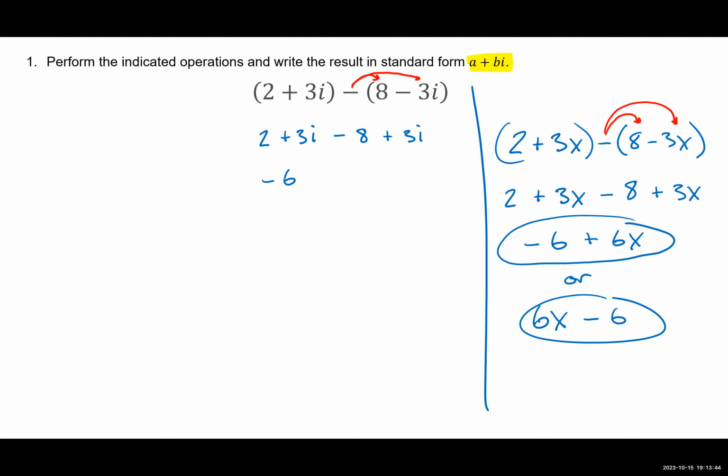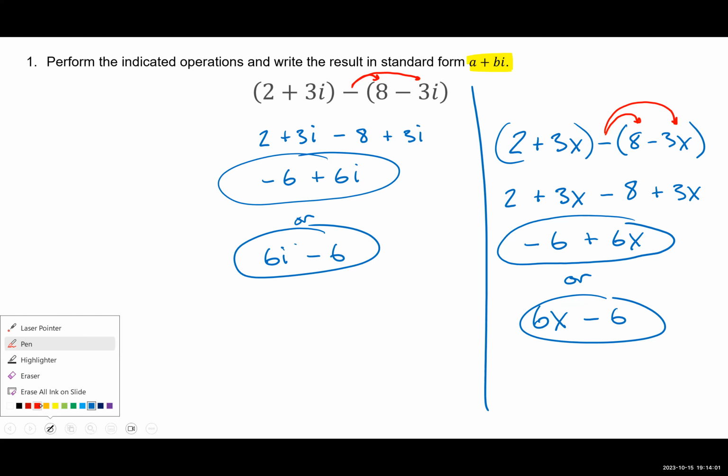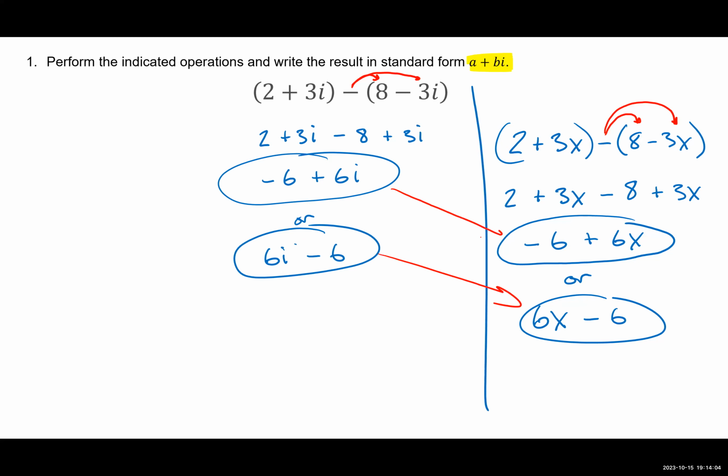But 2 and -8 gives you a -6. 3i plus 3i is 6i. Or you could write 6i minus 6. So notice it's looking identical. Now, the only difference is the standard form. We generally put the i second. So we wouldn't write it like this. We would write it like this.